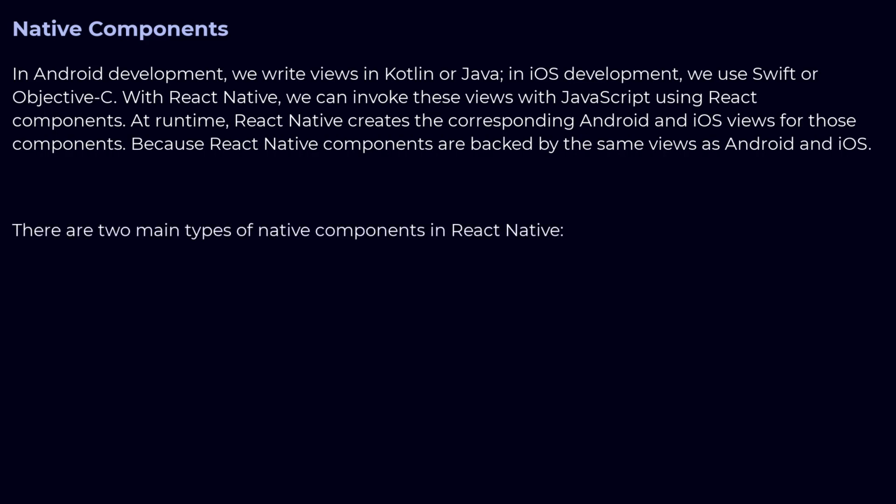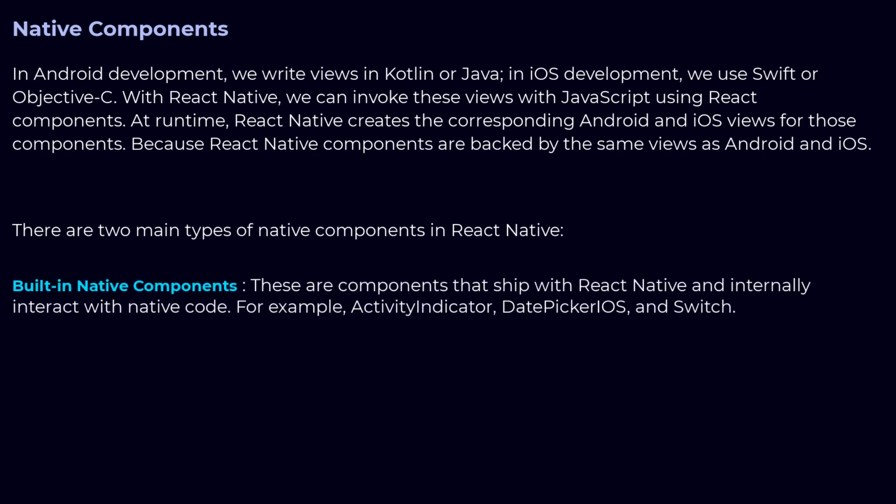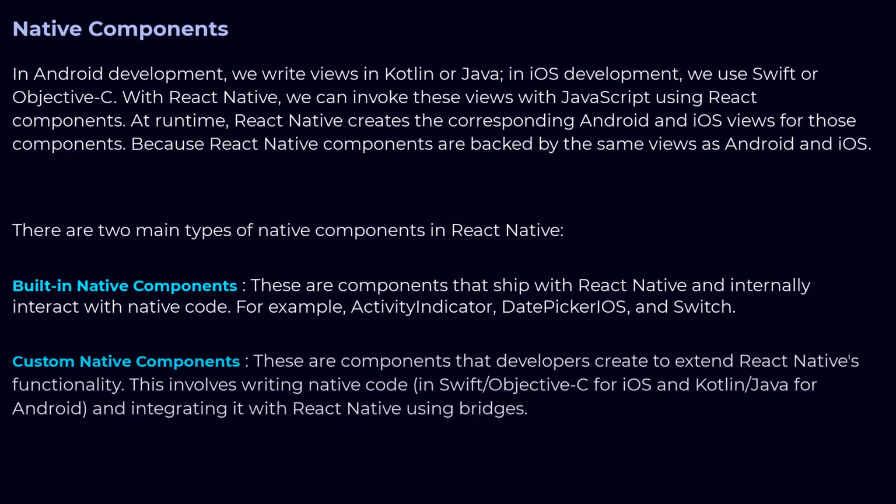There are two main types of native components in React Native. Built-in native components are components that ship with React Native and internally interact with native code. For example, activity indicator, picker iOS, and switch. Custom native components are components that developers create to extend React Native's functionality. These involve writing native code in Swift or Objective-C for iOS and Kotlin or Java for Android, and integrating it with React Native using bridges.